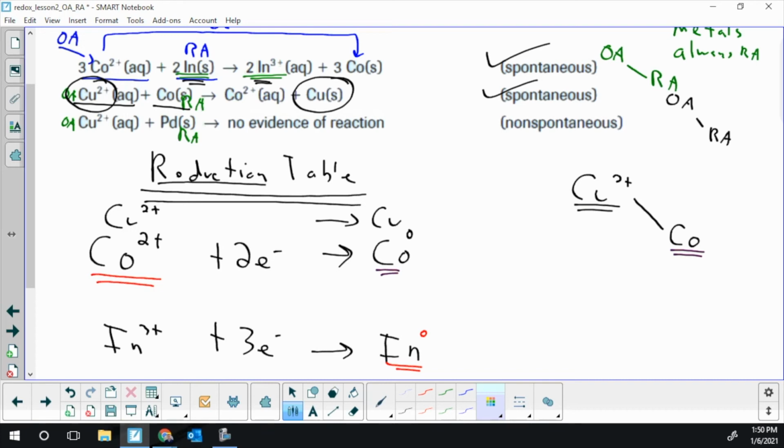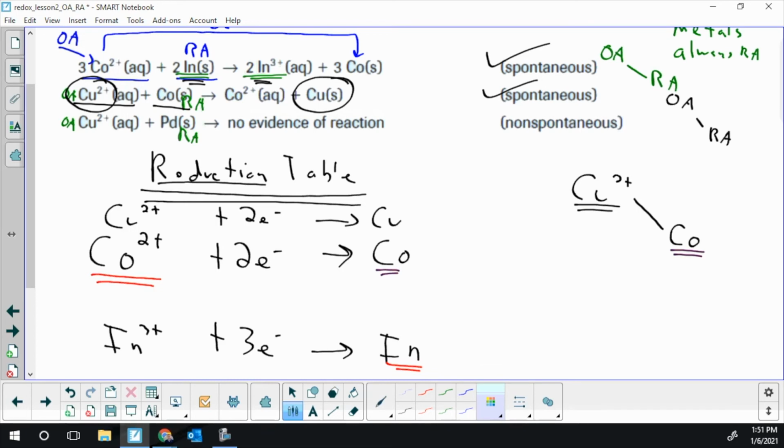So I've got copper 2+ going to neutral copper. Okay. I've been leaving the states out throughout this slide just to try to make it cleaner and easier to read. 2+ to neutral would be 2 electrons again. I'm just taking out my zeros again, trying to make this as clean as possible.